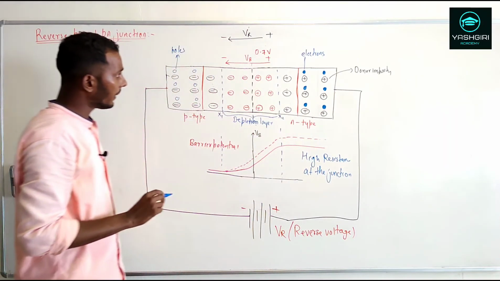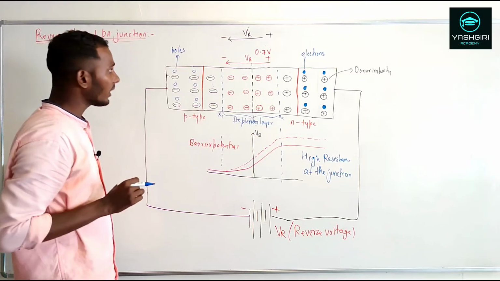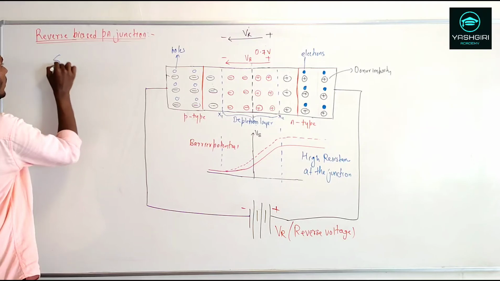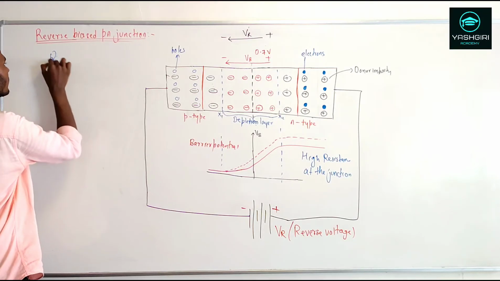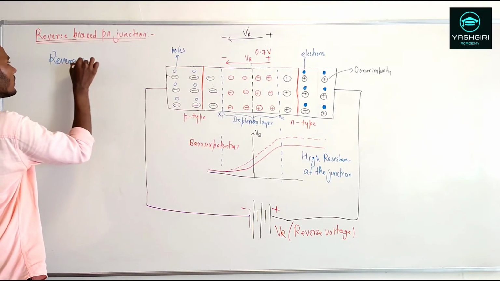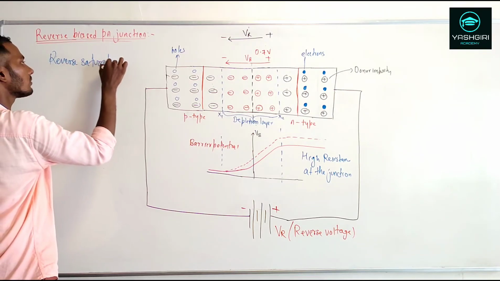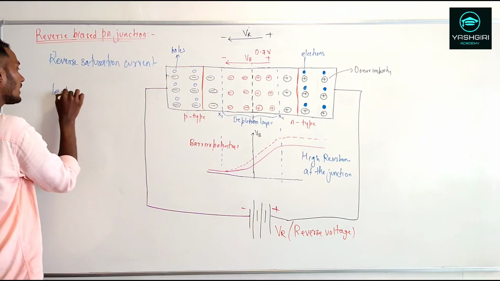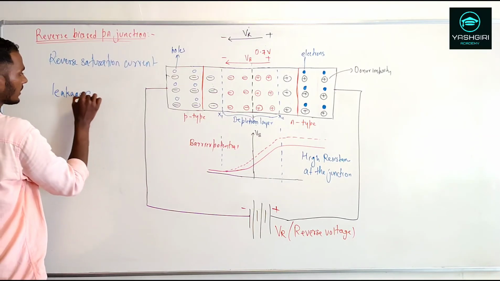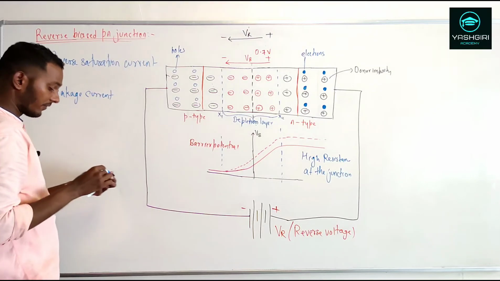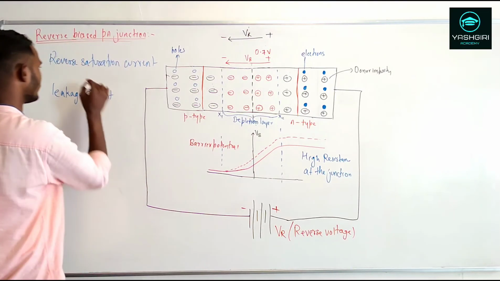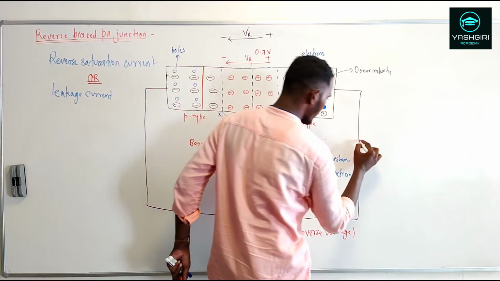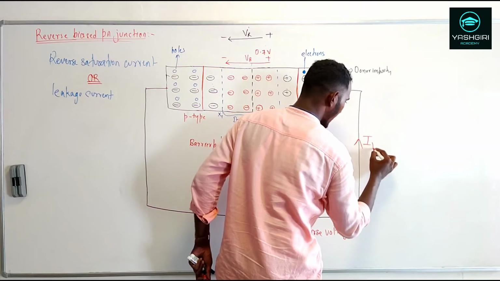But a very small current called reverse saturation current, or else we also call this a leakage current, will be flowing in this junction diode. Now the direction will be from positive to negative, so I can represent this as IR.